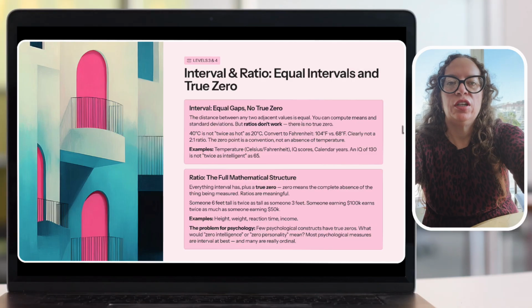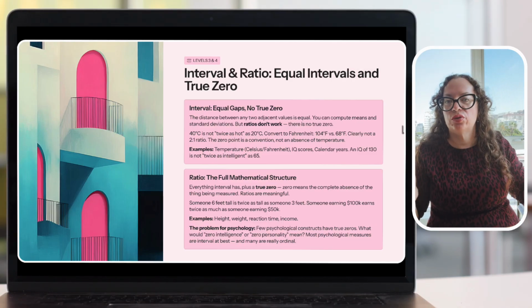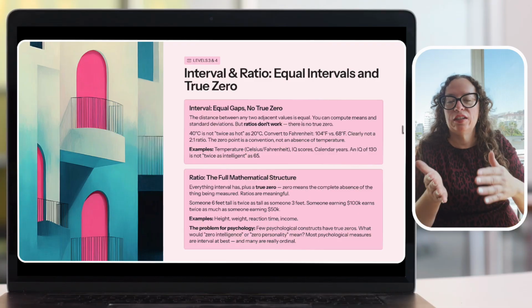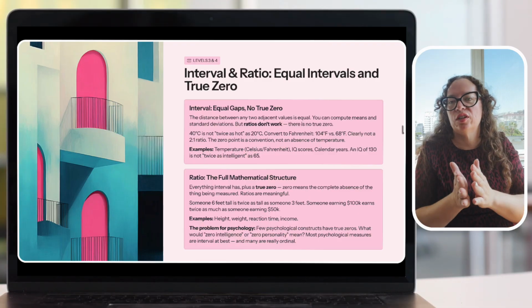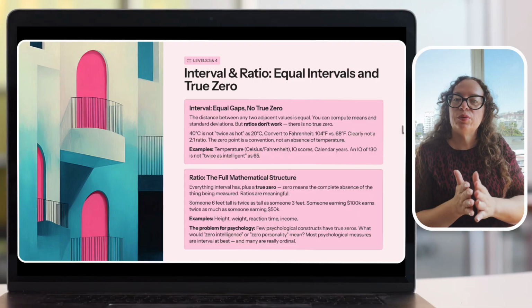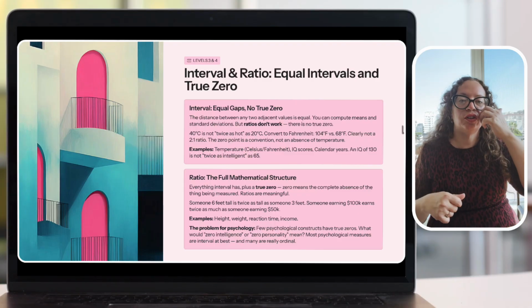The third level is interval. Interval measurement has equal intervals. The distance between any two values is the same. The classic example is temperature in Celsius or Fahrenheit. The distance between 20 and 30 is the same as the distance between 30 and 40 degrees. Both are 10 degrees. The intervals are equal. This means you can do arithmetic with these numbers, and you can compute the means and standard deviation.